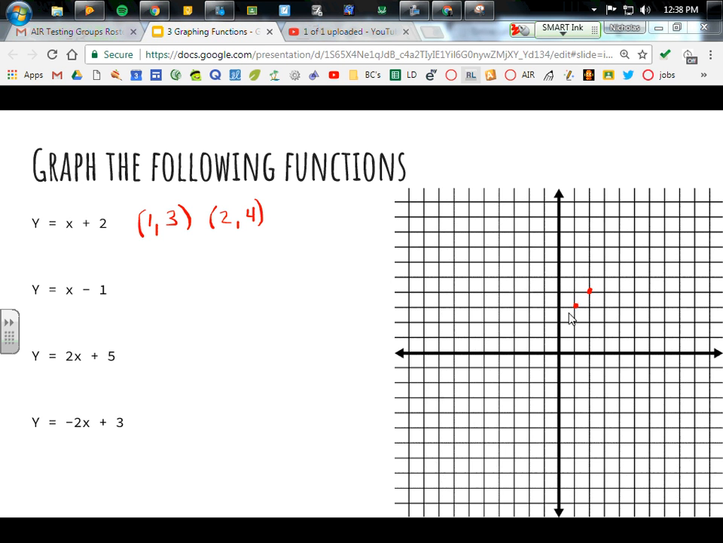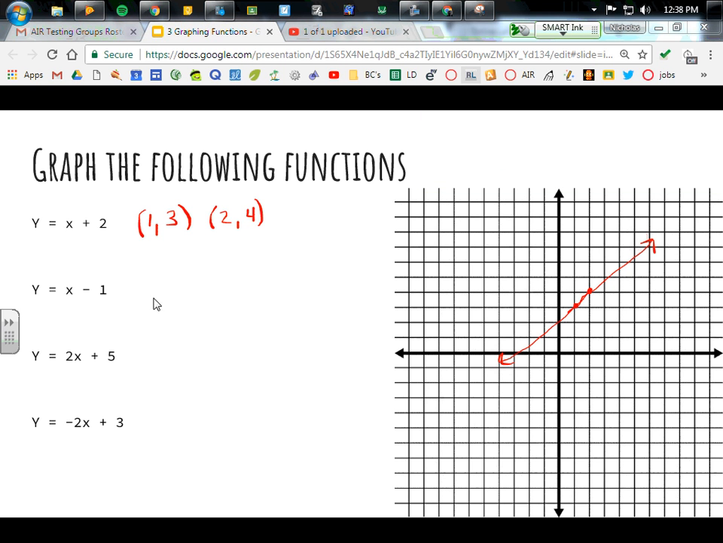If I graph that, it'll look approximately like that. I know my line's not very straight, but that's okay. All right, let's do the next function.